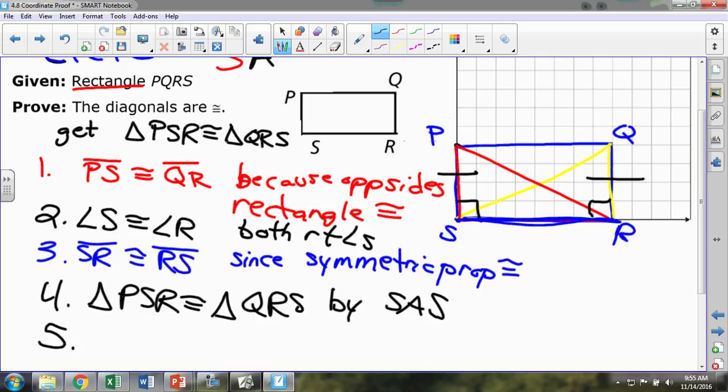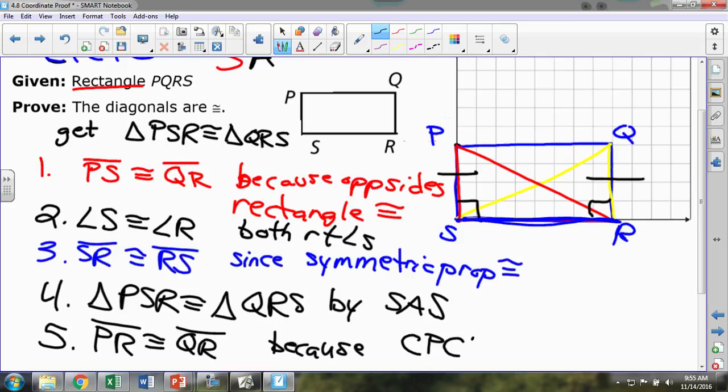Our last step, since they are the same, those diagonals, PR is congruent to QS, and we know that because of the definition of congruent triangles, which we choose to phrase CPCTC, corresponding parts of congruent triangles are congruent. We're done.